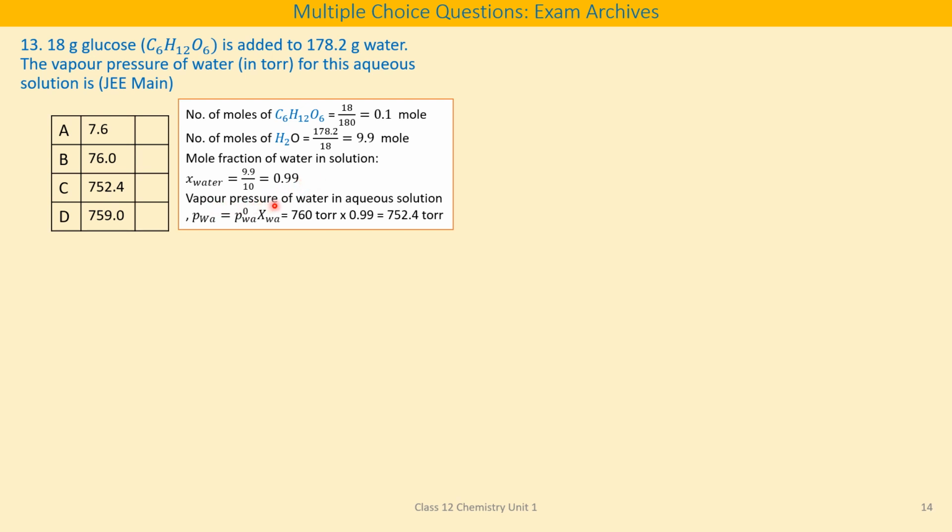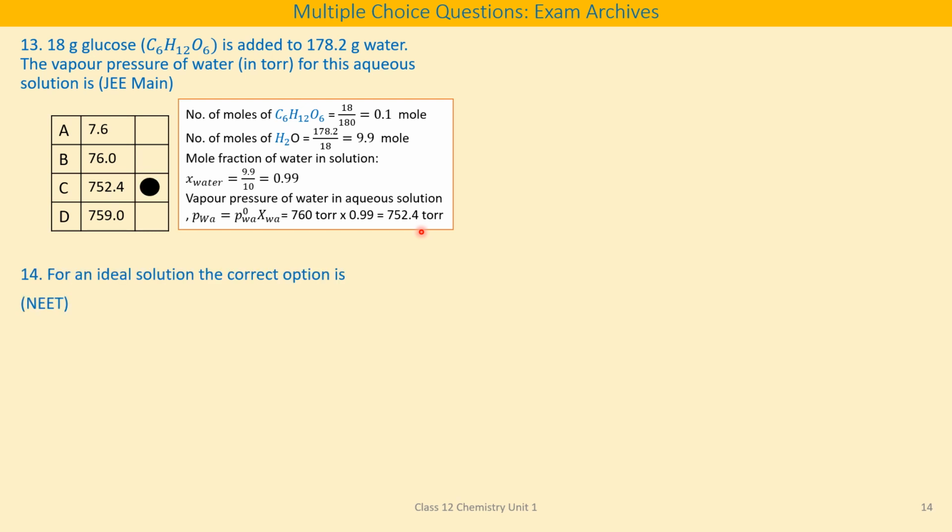Therefore, vapor pressure of water in aqueous solution is, P water is equal to P naught water into X water equals 760 torr into 0.99, that is equal to 752.4 torr. So this answer is appearing in option C. Please mark it.